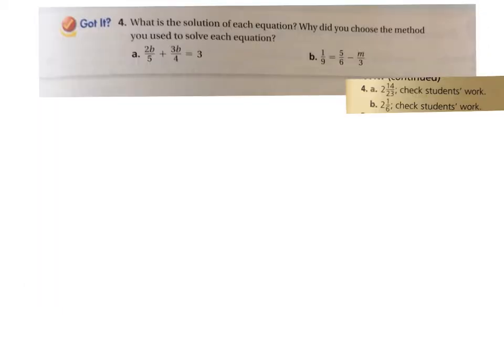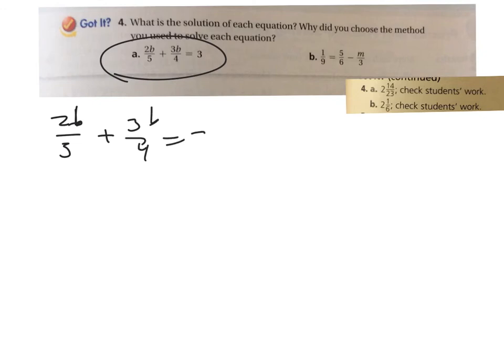Alrighty, so here I'm going to use the second method in that last problem on this first problem here. So we'll have 2b over 5, so again, make sure you copy it down correctly. 2b over 5 plus 3b over 4 equals 3. And I'm going to choose to multiply both sides by 20, by 20 over 1.